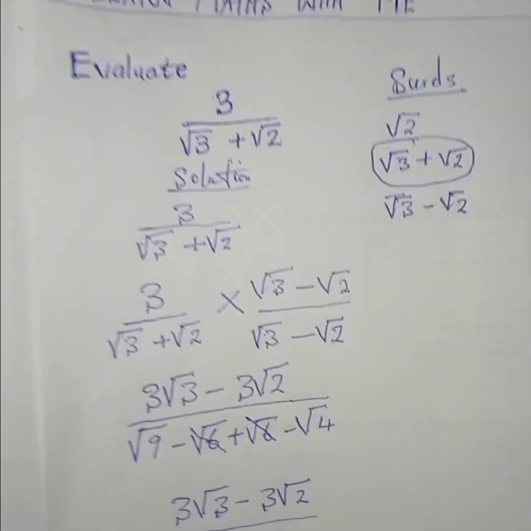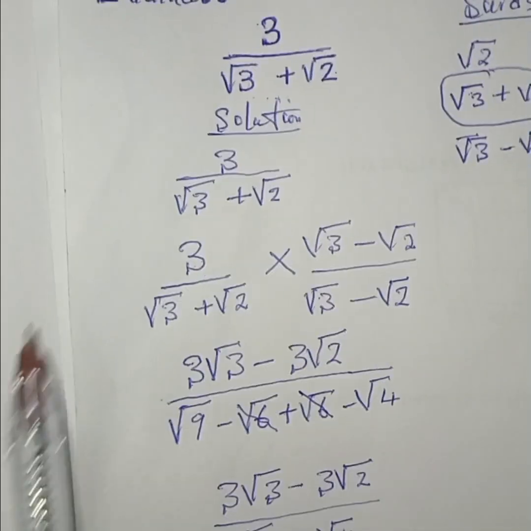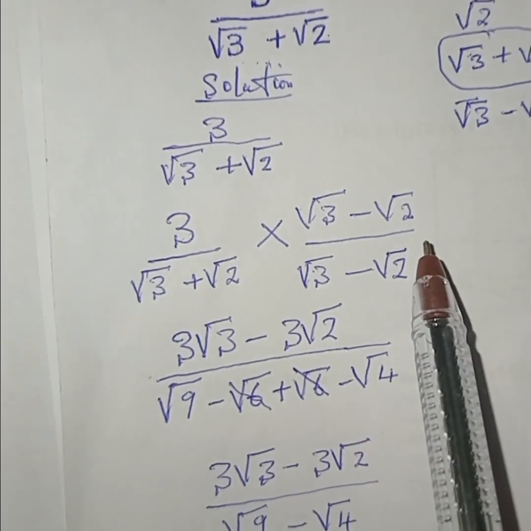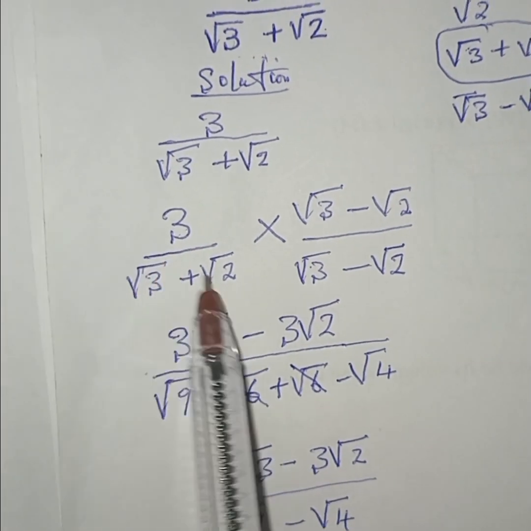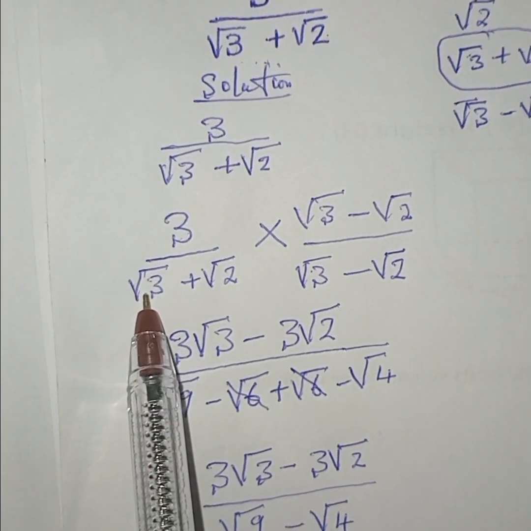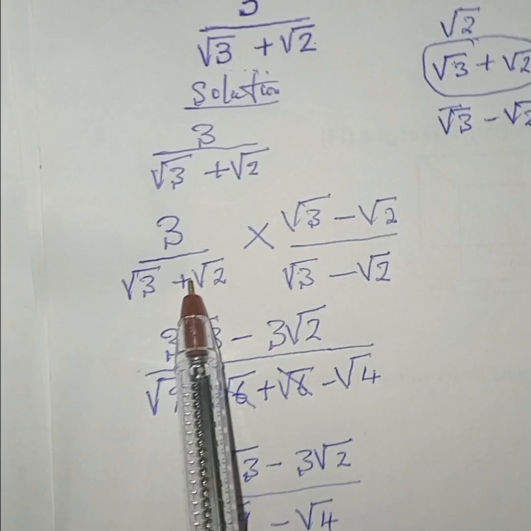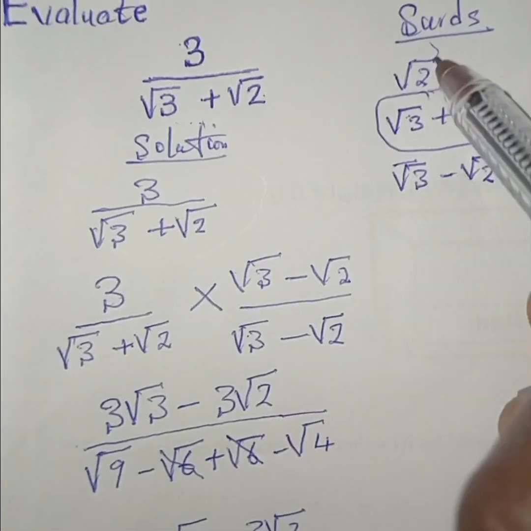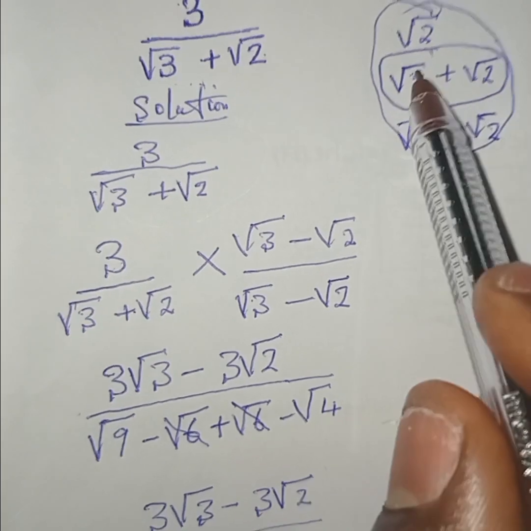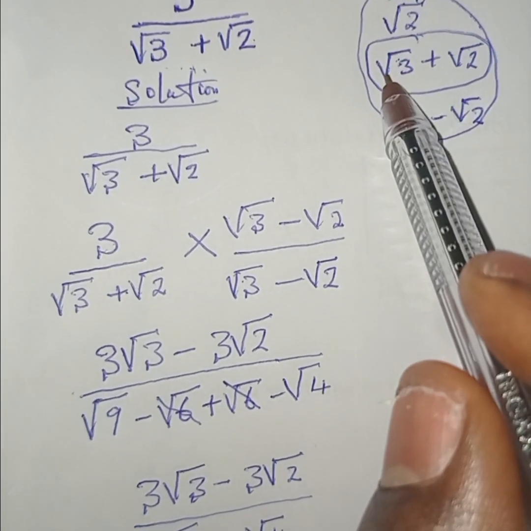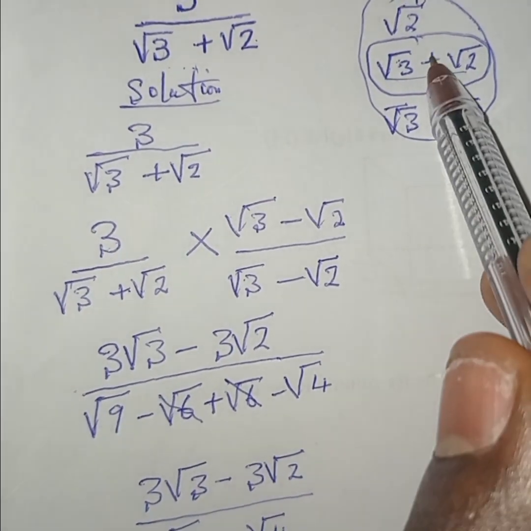So the first thing you do, you say solution and you write the equation again. Now what step are you going to take to remove this irrational number? What you are going to do is to use the conjugate of the denominator. What is the conjugate? The denominator says square root of 3 plus square root of 2. The conjugate of this is just a change of sign.